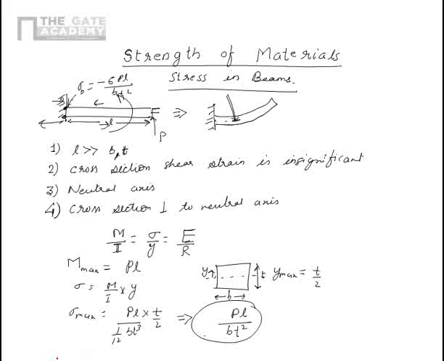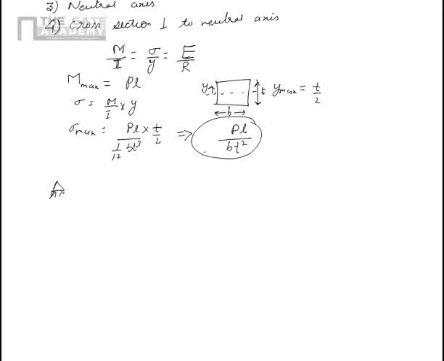Let's see another case, which is that of a simply supported beam. So we take a simply supported beam. Again, the length is L and the cross section is b t, and there is a force P acting at the center of the beam, where this is L by 2 and this is also L by 2. Now here in this case, the maximum bending moment is PL by 4. This we know from the previous class.